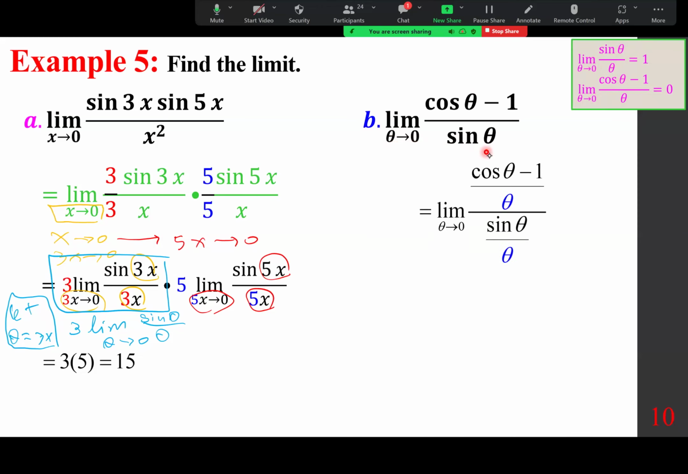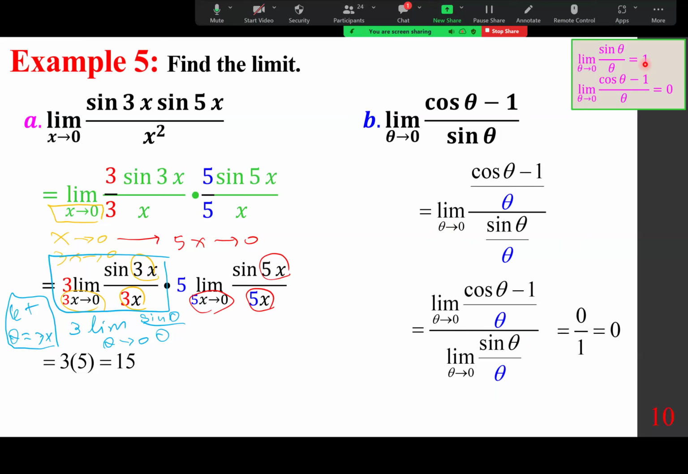And by the way, remember, theta is not 0. Theta is approaching 0. So this is acceptable. So this looks like the bottom. This looks like the top. We are going to apply the limit to the top and the bottom separately. This is 0. This is 1. 0 over 1 is 0.